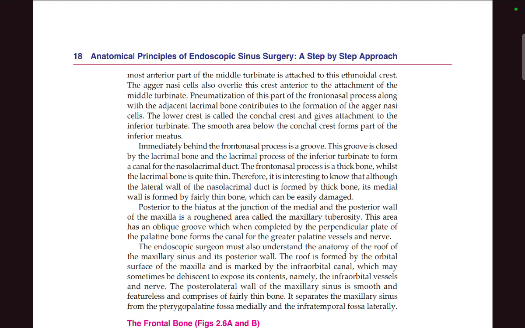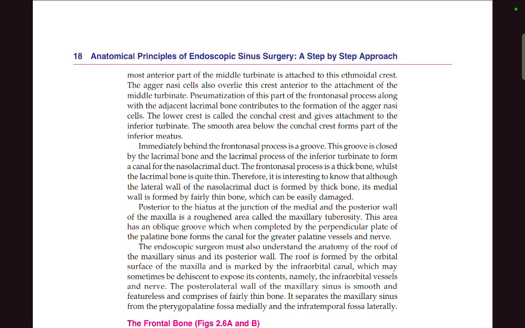The Agger nasi cells also overlie this crest anterior to the attachment of the middle turbinate. Pneumatization of this part of the frontonasal process along with the adjacent lacrimal bone contributes to formation of the Agger nasi cells. The lower crest is also called the conchal crest and gives attachment to the inferior turbinate. The smooth area below the conchal crest forms part of the inferior meatus. Immediately behind the frontonasal process is a groove.